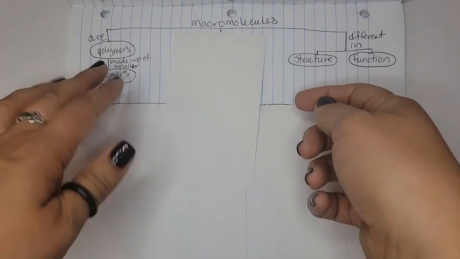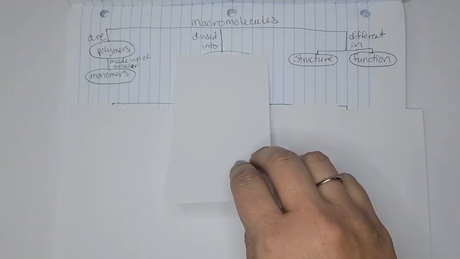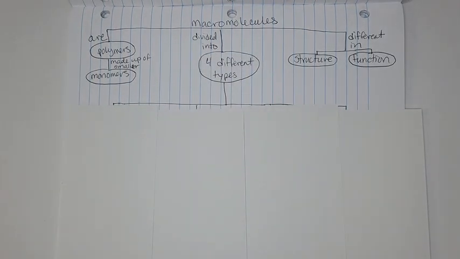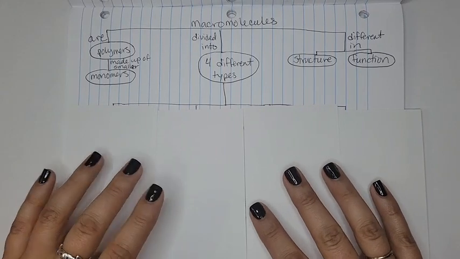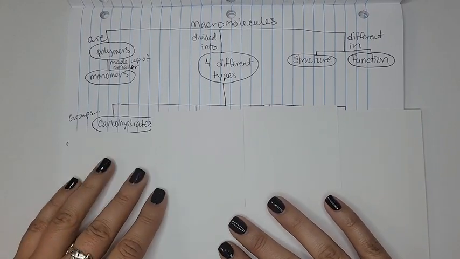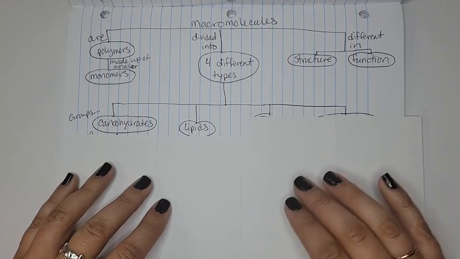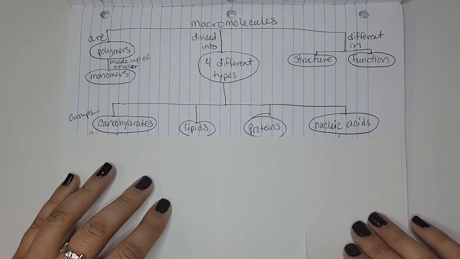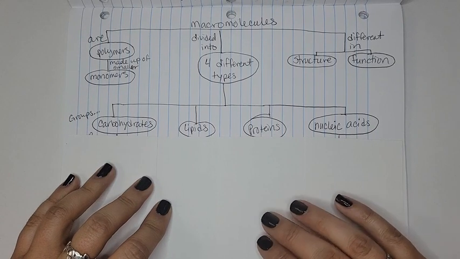Well, if you were paying attention in our organic versus inorganic t-chart, you noticed that they were divided into 4 different groups or 4 different types. So, what are those 4 types? Those 4 types are carbohydrates, lipids, proteins, and nucleic acids, the one you guys absolutely love to be able to say.